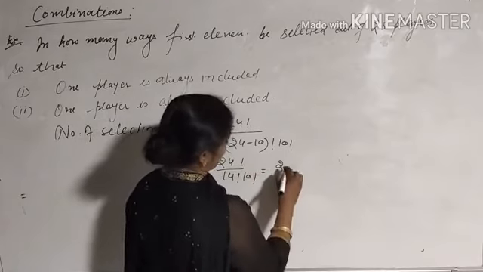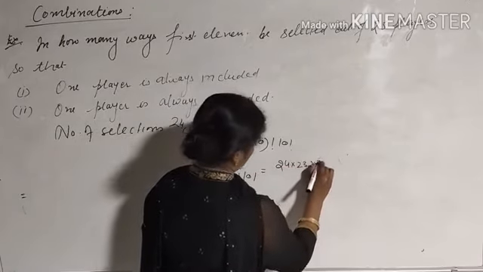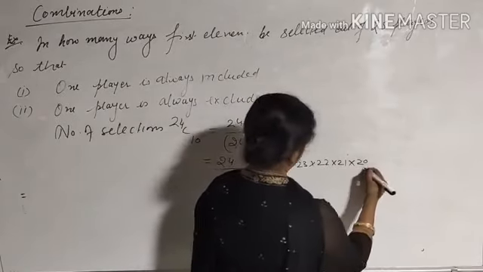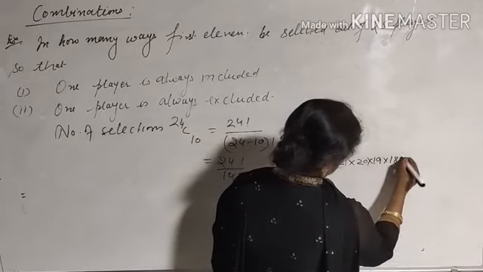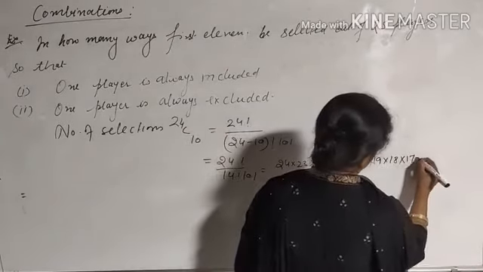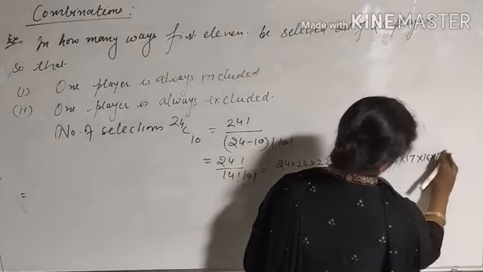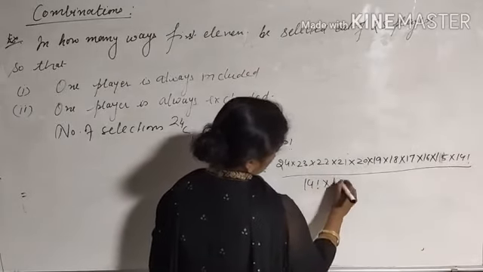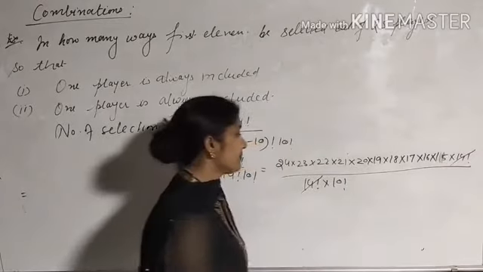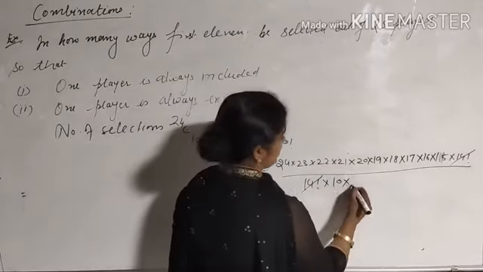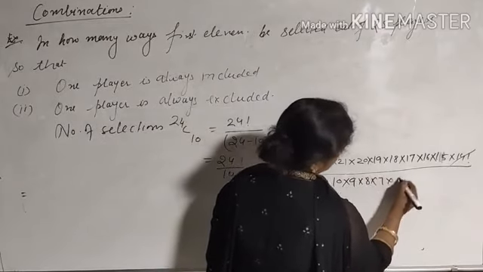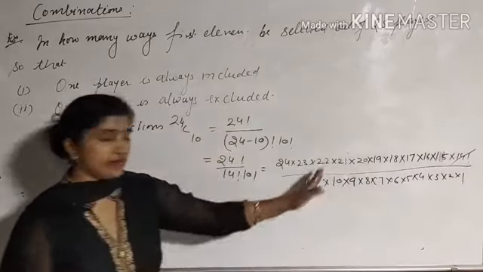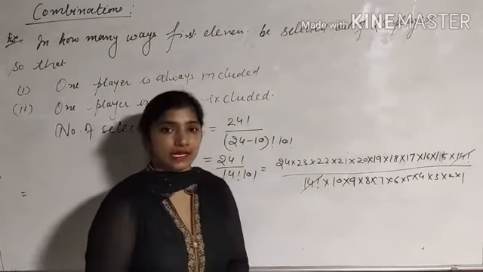This you can calculate as 24, 23, 22, 21, 20, 19, 18, then 17, 16, 15, 14 factorial divided by 14 factorial into 10 factorial. This 14 factorial gets cancelled out, and this 10 factorial can be written as 10, 9, 8, 7, 6, 5, 4, 3, 2, 1. Okay, you can divide and multiply, then calculate the answer.